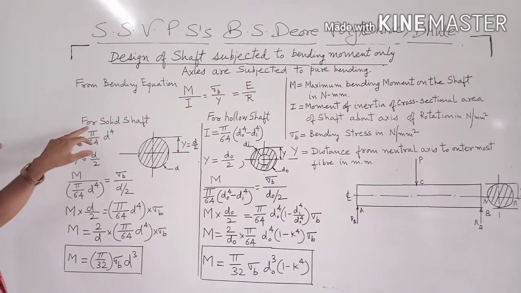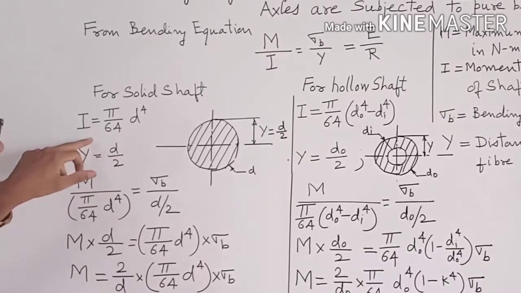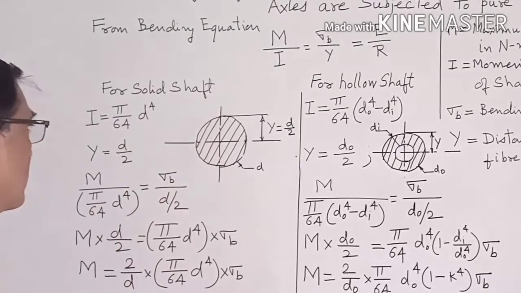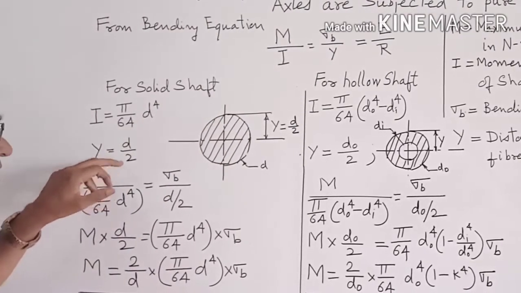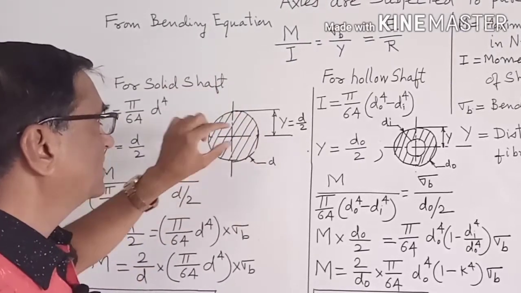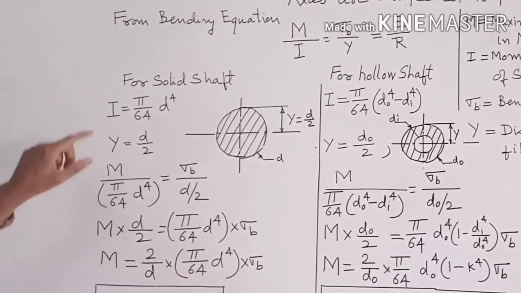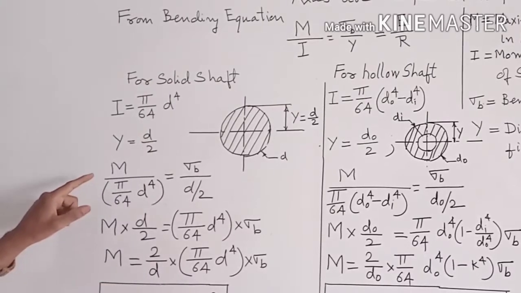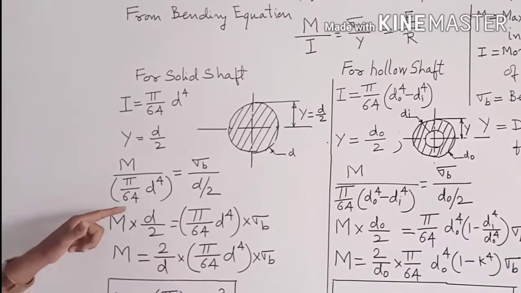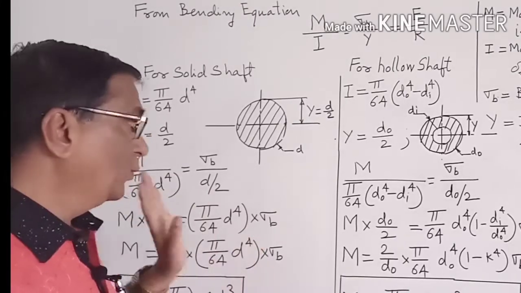First we take the case of solid shaft. For solid shaft, I is equal to pi by 64 d raised to 4, where d is the diameter of the shaft. Y is equal to d by 2. This y is the distance of outermost fiber from neutral axis. Now putting the values of I and y in this equation, we have: M upon pi by 64 d raised to 4 equal to sigma b upon d by 2.